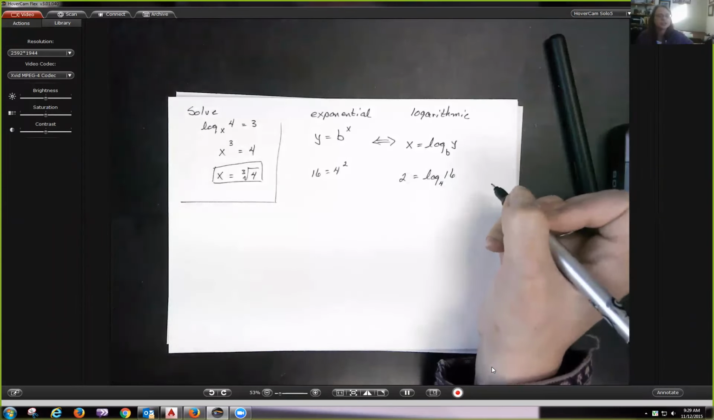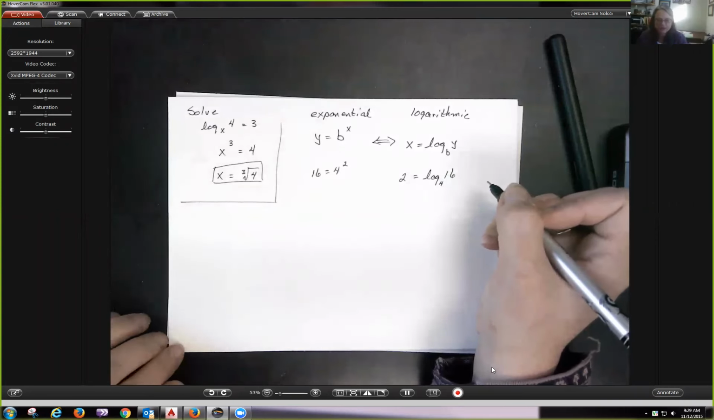Make sure you can do that translation from logarithmic to exponential form and just work this homework assignment.